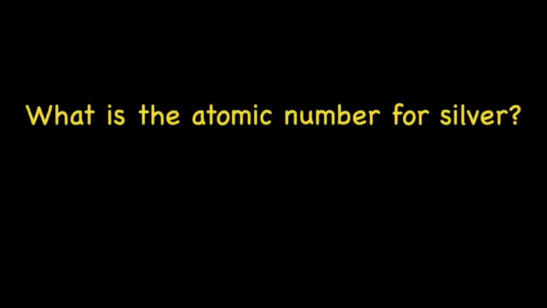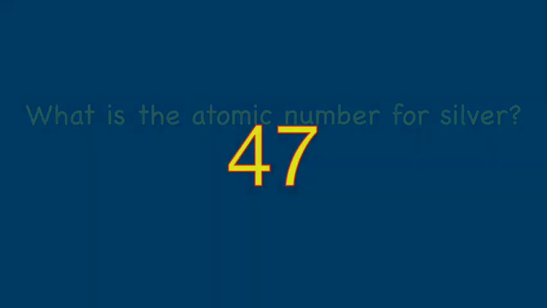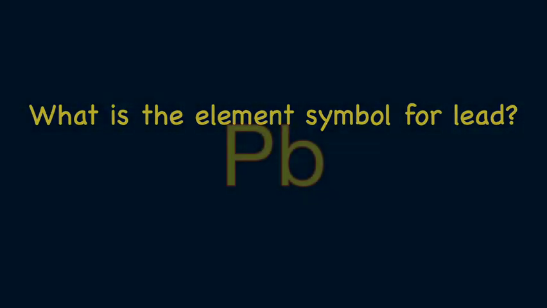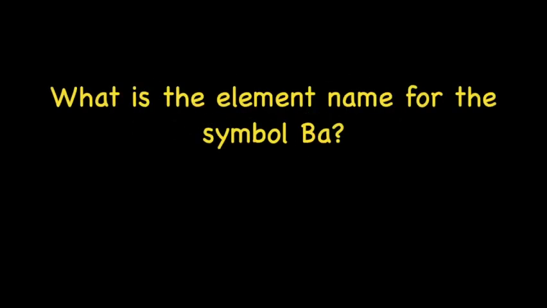Question number 1. What is the atomic number for silver? The answer, 47. Question number 2. What is the element symbol for lead? The answer is Pb. Question number 3. What is the element name for the symbol Ba? The answer is barium.